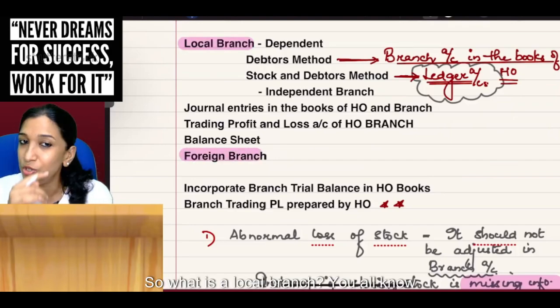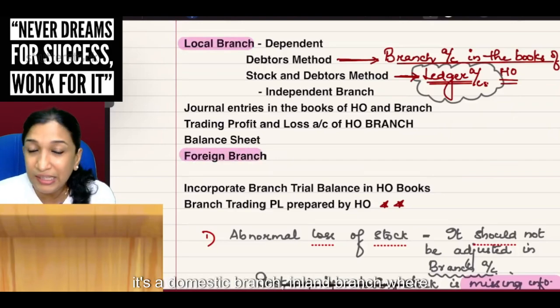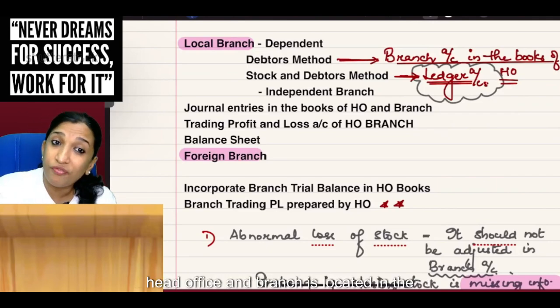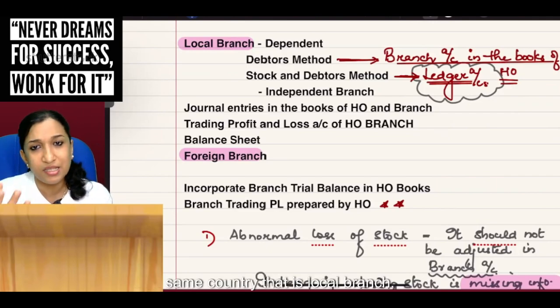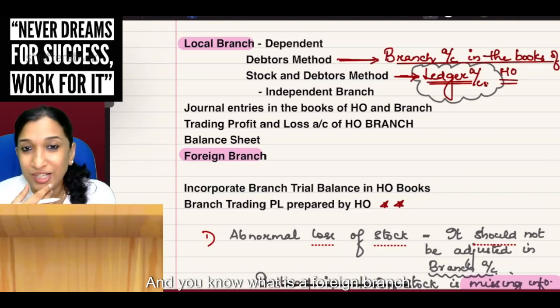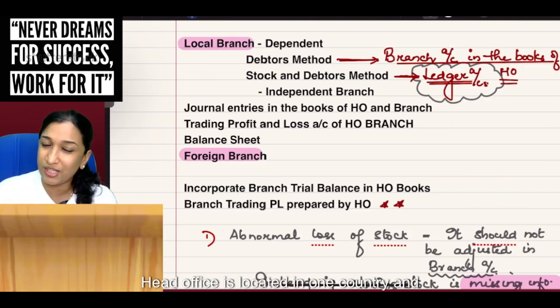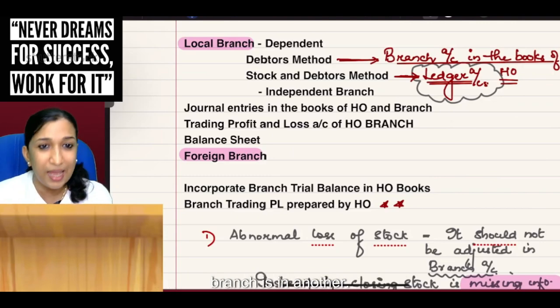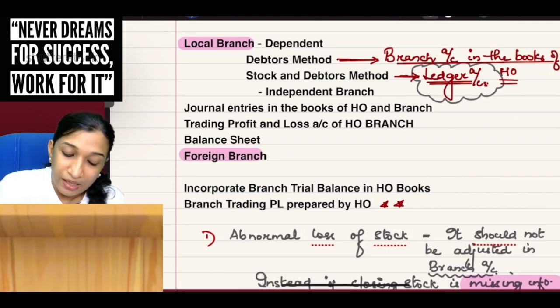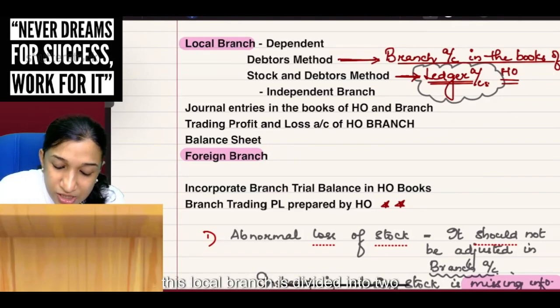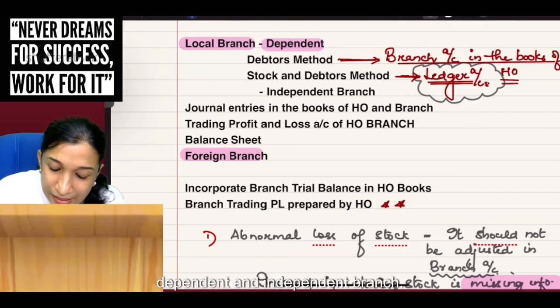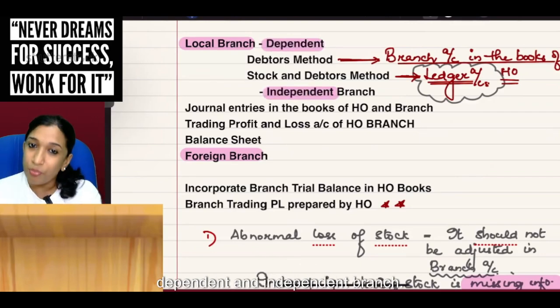So what is a local branch? You all know it's a domestic or inland branch, where the head office and branch are located in the same country. And what is a foreign branch? The head office is located in one country and the branch is in another. Now, for the purpose of accounting, the local branch is again divided into two: dependent and independent branch.